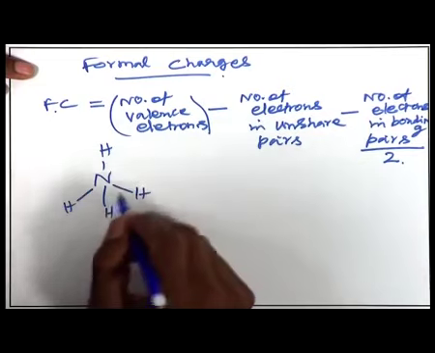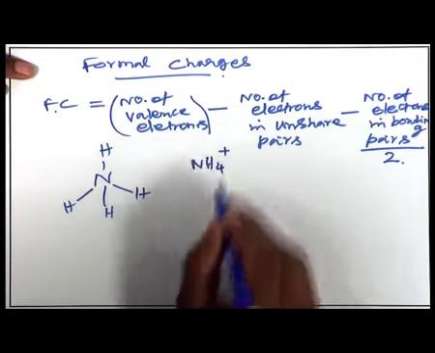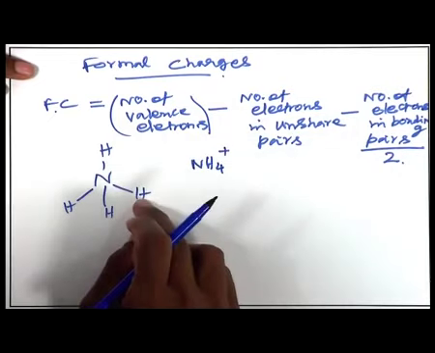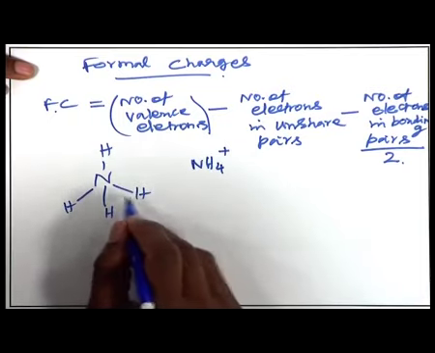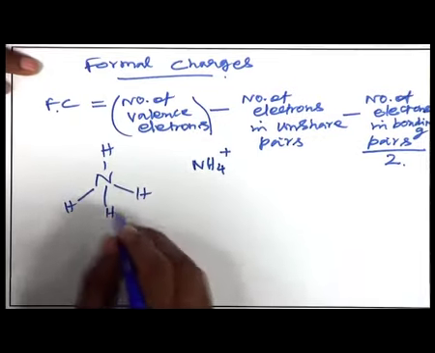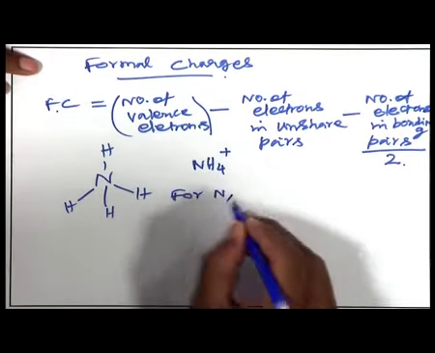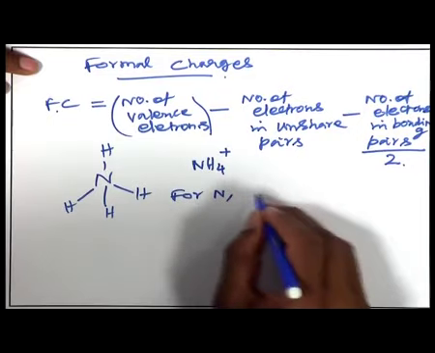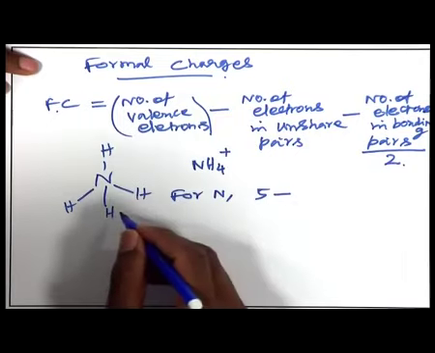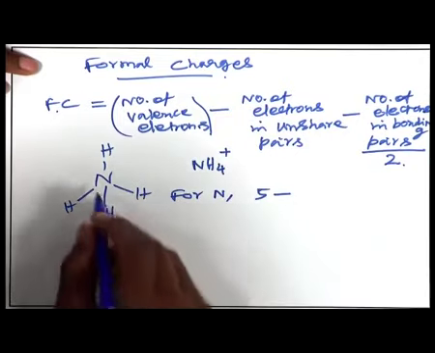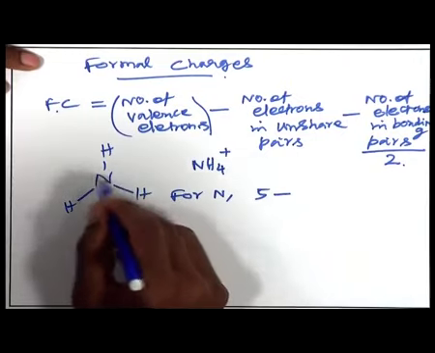Now, what is the charge? The overall charge of the ammonium cation is plus. So where is the charge, whether at a hydrogen atom or at the nitrogen atom, we can calculate. If we calculate the formal charge for nitrogen, the number of valence electrons for nitrogen is 5, minus the number of electrons in unshared pairs. There is no lone pair of electrons on this nitrogen atom.